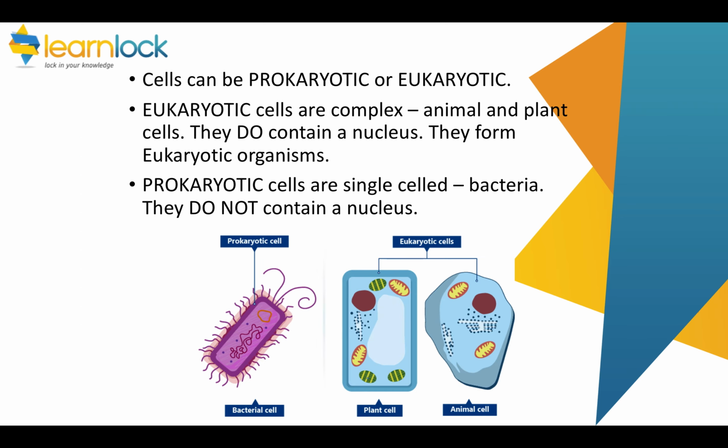Starting off with, you need to know what the terms prokaryotic and eukaryotic mean. So eukaryotic are complex cells, animal and plant cells, and the main thing is that they do contain a nucleus, and eukaryotic cells then join to form eukaryotic organisms. Prokaryotic means there isn't a nucleus. There is still DNA, and we'll talk about that later, but the most common example is bacteria, and they're often single-celled, so just made of one cell.